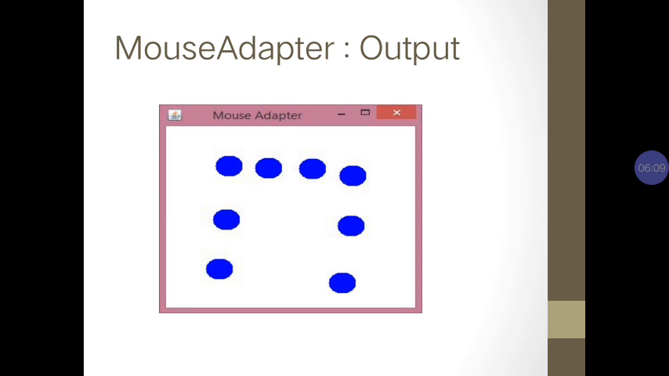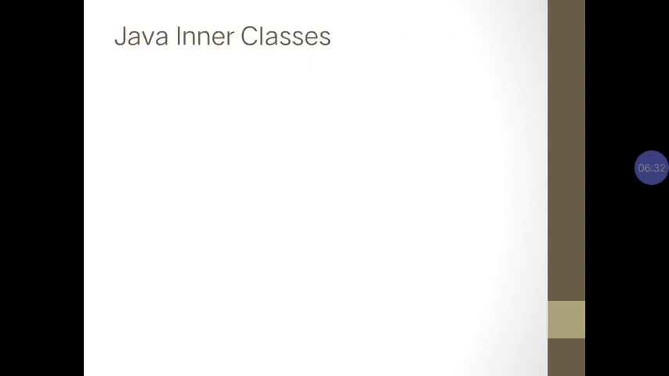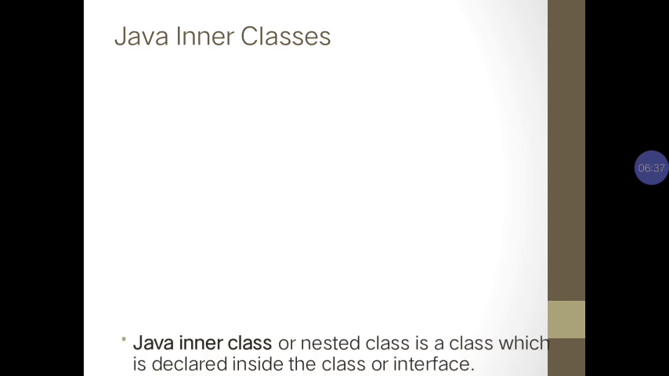Means when we implement a listener interface, we have to override all the methods from that interface, but when we use the respective adapter class of that particular listener, there is no need to override all the methods. We just have to write the method which is necessary, which is included in our program. Now next we are going to see the Java inner class.